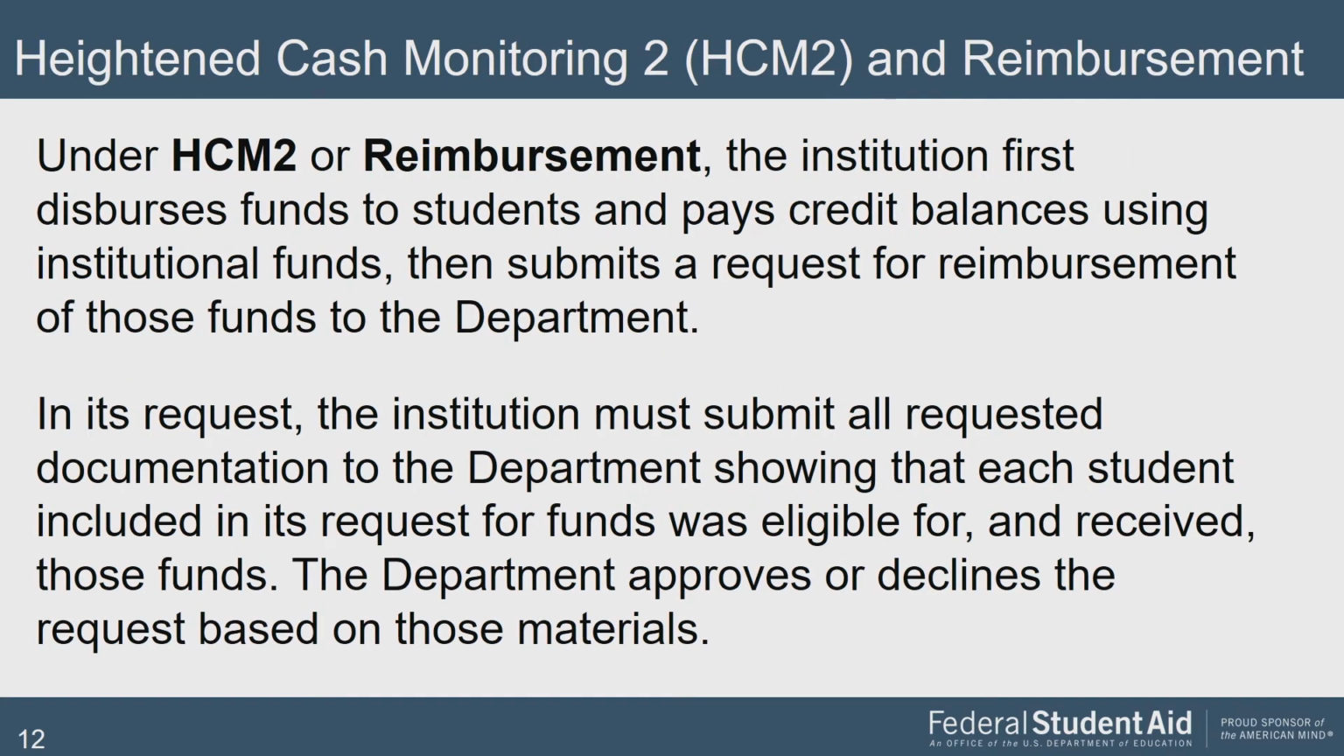But if not, then the department will come back in and place the school on heightened cash monitoring 2 or reimbursement. Usually reimbursement happens after a program review or a very serious audit review where there are many findings. Under this method, the school is placed on a temporary stop pay where you can no longer draw down funds out of the G5 system. You no longer have access to your money.